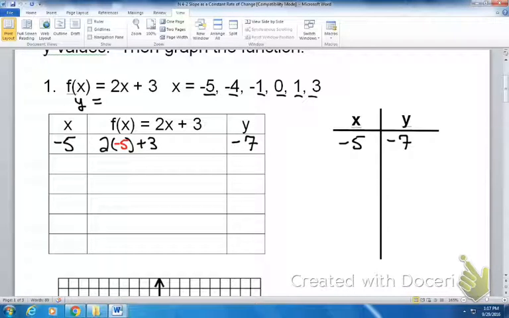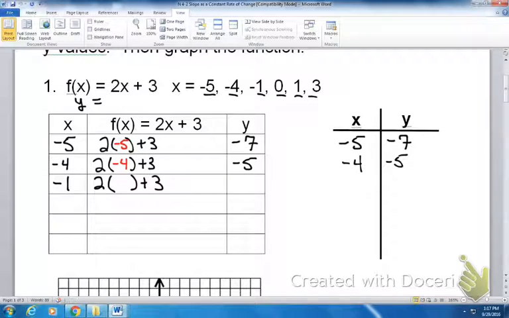Now I'm going to do the same thing for the rest. I'm using -4 next, so 2 times something plus 3. I'm going to plug in the x value, -4. 2 times -4 is -8, plus 3 is -5. So I have -4, -5. Our next value skips a little bit and goes to -1. So 2 times something plus 3. I'm plugging in a -1 this time. 2 times -1 is -2, plus 3 is 1. So -1, 1. And we keep going in that fashion.